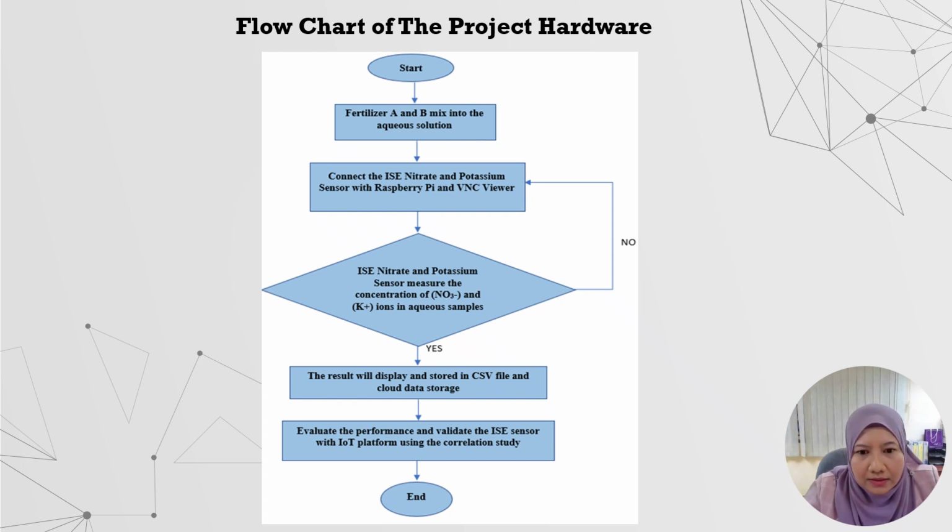From the start, fertilizer A and B will be mixed into the aqueous solution, and then we connect the ISE Nitrate and Potassium sensor with the Raspberry Pi and BNC viewer. Then the ISE Nitrate and Potassium sensor will measure the concentration of ions in the aqueous sample, and the result will be displayed and stored in a CSV file and cloud data storage. Then we will evaluate the performance and validate the ISE sensor with the IoT platform using a correlation study.